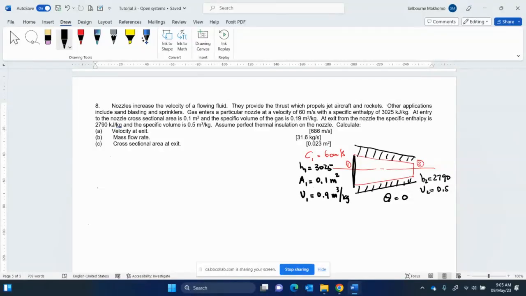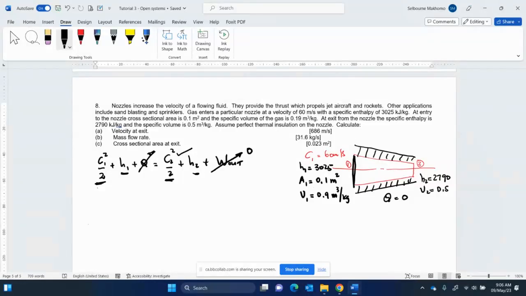For a nozzle, we will apply the steady flow energy equation where we say C1 squared over 2 plus enthalpy at 1 plus Q is equal to C2 squared over 2 plus enthalpy at 2 plus work, input or output. For a nozzle, work is 0 because there are no mechanical parts, right? And because it is perfectly insulated, Q is also equal to 0. So we are left with kinetic energy at the inlet and outlet, and enthalpy at inlet and outlet. What are we looking for? We are looking for the velocity at the outlet.